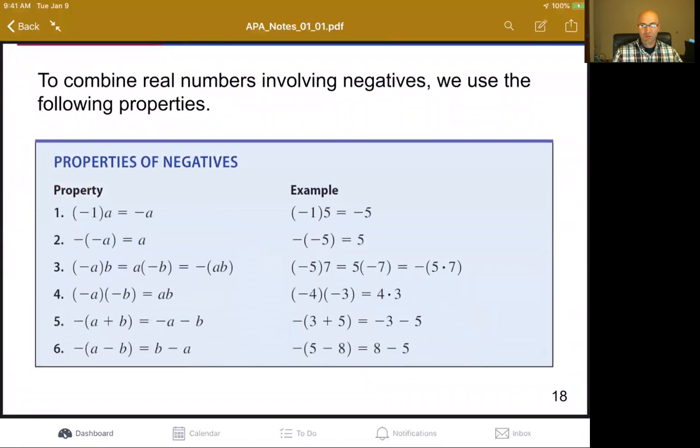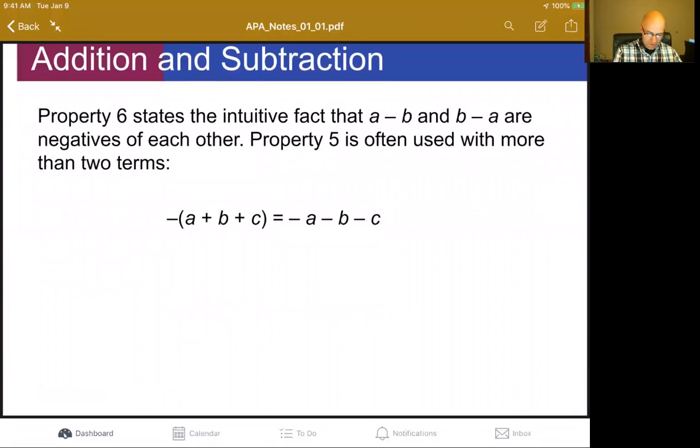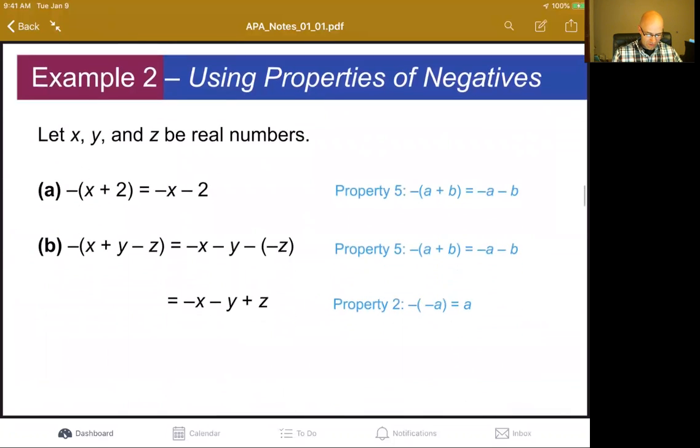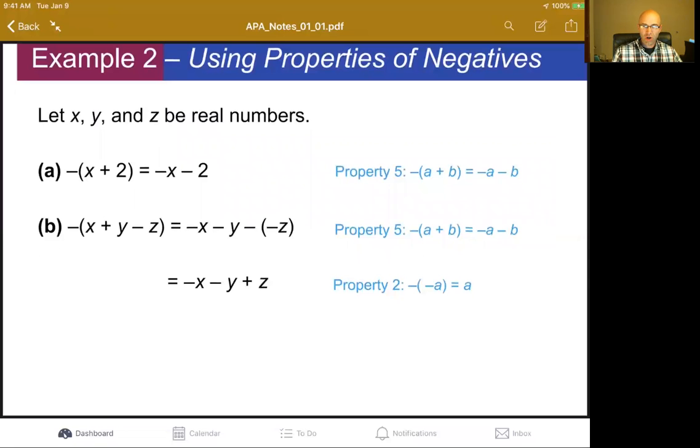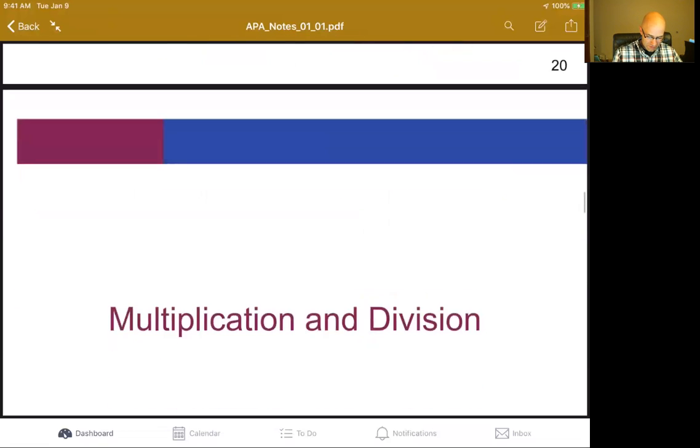Here are some properties of negative numbers. And you should probably glance through those when you have a chance. You can pause the video if you want and look at them. A minus b and b minus a are negatives of each other. Like 5 minus 3 is 2, and 3 minus 5 is negative 2. They turn out to be negatives of each other. And you can use that. There's a way in which you can use that, and you'll see examples of that oftentimes. So this is just working through properties of negatives: distributing the negative sign in A, same idea in B, distributing the negative sign, and then the opposite, or the negative of negative Z becomes positive Z.